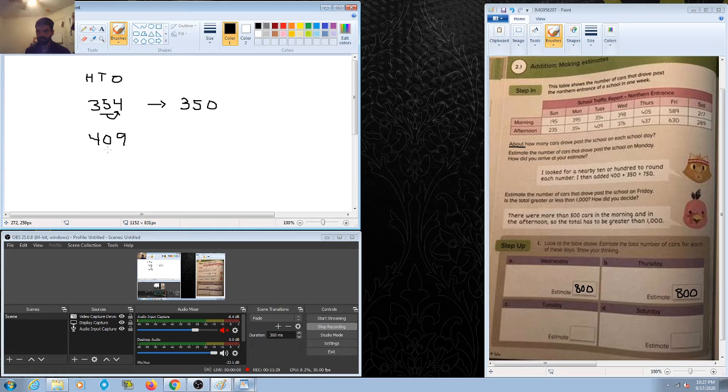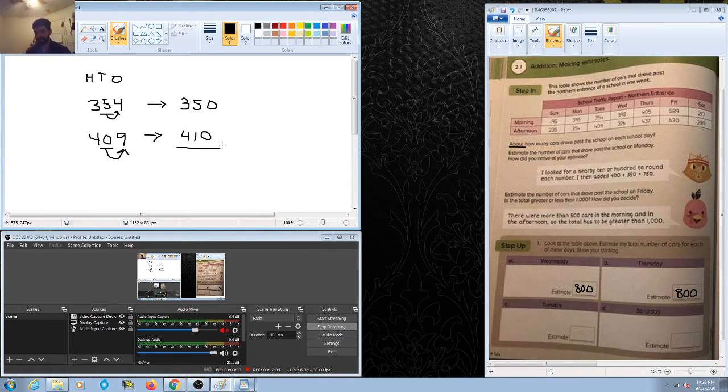Okay, and then same thing with 409. I look at the tens place in question and then I go to the right. It's going to be 5 or greater, so this is the tens place, which is what the 0 is now, is going to increase by 1, so it's going to be 1, and then that ones place is going to become 0. Okay, so our estimate for 409 to the nearest 10 is 410.